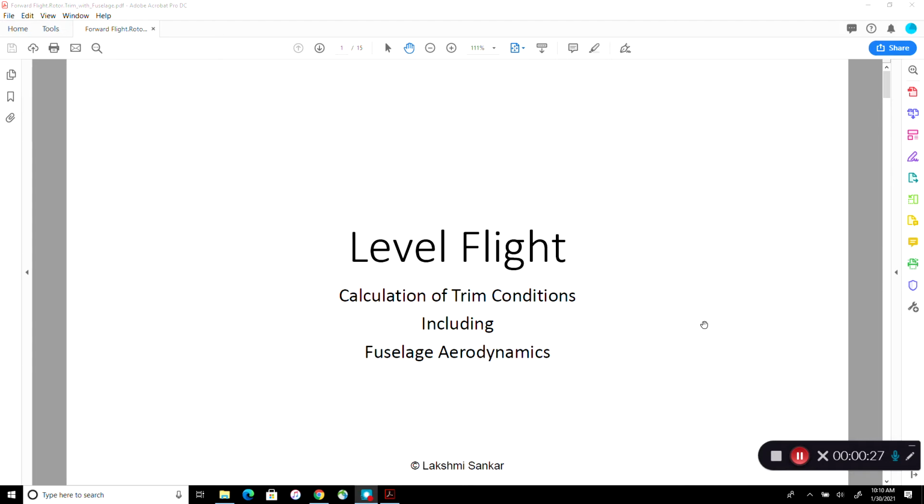But many times the fuselage produces a small amount of lift or perhaps a small amount of download, depending on the situation. So we need to take into consideration what happens to the helicopter when you include the fuselage aerodynamics. So we will show you a quick first order way of correcting for the presence of the fuselage while trimming the rotor in this set of slides.